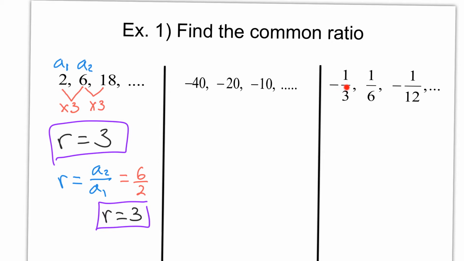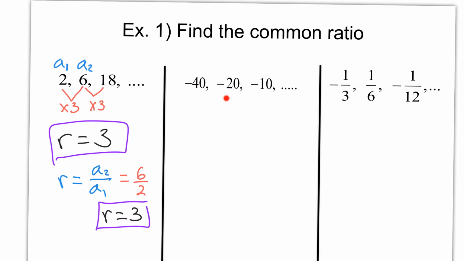Look at this one here. Over here, we have a negative fraction, and then a positive fraction, and then a negative fraction, and the next one will be positive. So there's a pattern. Negative, positive, negative, positive, negative, positive. That means that your common ratio is going to be negative when the signs interchange, negative, positive, and so forth.